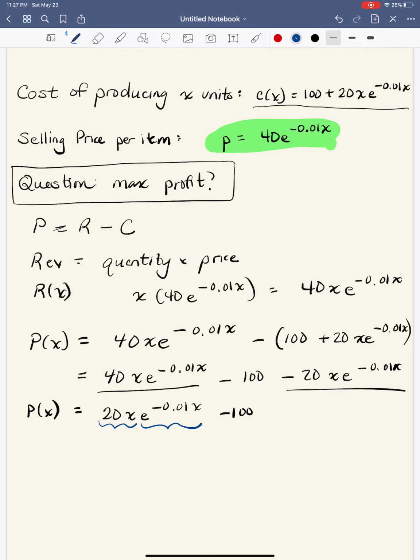So the derivative of the first piece, which I'm just going to call 20x, is 20. And the derivative of the next piece, well, remember that the derivative of e to the something is e to the something times the derivative of the something. And I'm just going to leave it that way for now. So if I want P prime of x, which remember in business calculus world we call the marginal profit, well, that's going to be the derivative of the first times the second plus the first expression times the derivative of the second expression.